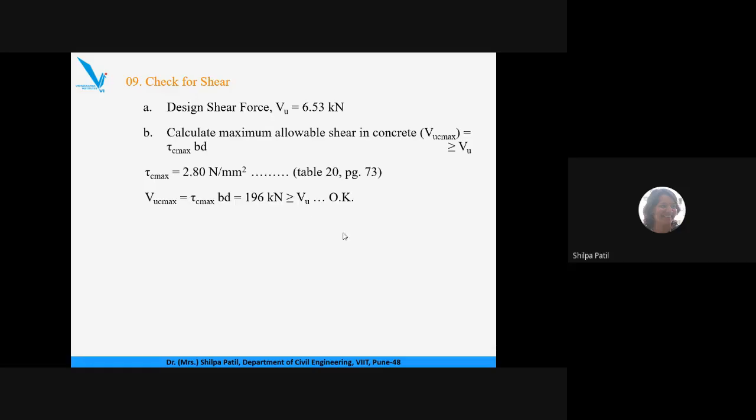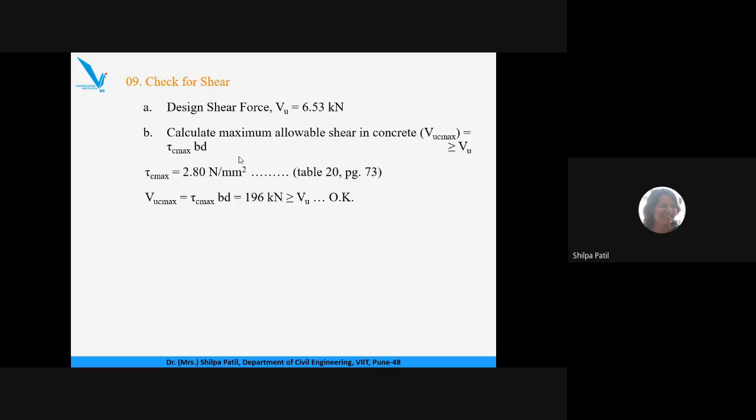So the next is check for shear. The design shear force we have already calculated as 6.53 kilonewton. Next, we have to calculate the VUC max. So the formula is tau C max into BD. Can you tell me what the tau C max value is by referring to the IS code? 2.8. It's written here, but how did you calculate it? For M20 grade of concrete, tau C max is coming as 2.8.